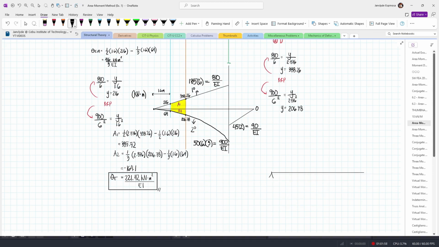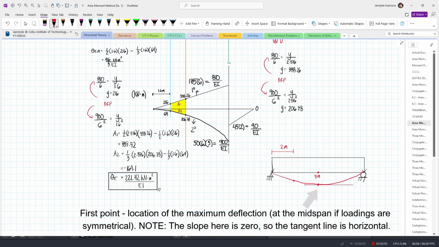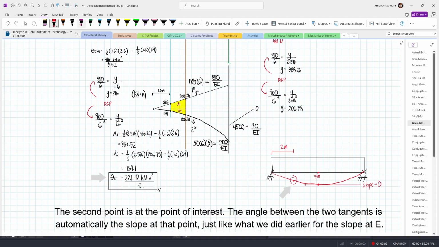Let's say we have a simply supported beam with a uniform load. Now, di ba, alam na natin yung location ng maximum deflection. That's simply at the center. Kasi symmetrical yung beam natin, saka symmetrical din yung loading. Now let's say, you want the slope at this point. Let's say this is 7 meters, and then this is at a point 2 meters from the left end. Now if you want this slope, you can actually consider this as your first point, so that your tangent line will be a horizontal line, since the slope here is 0 at the location of the maximum deflection.